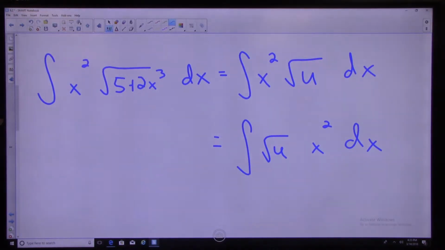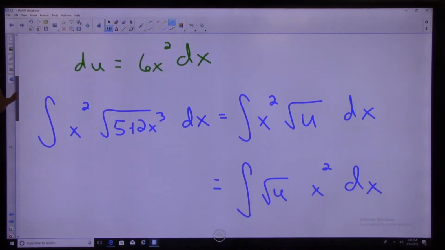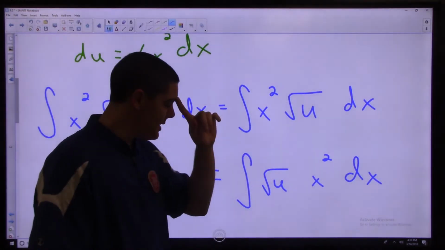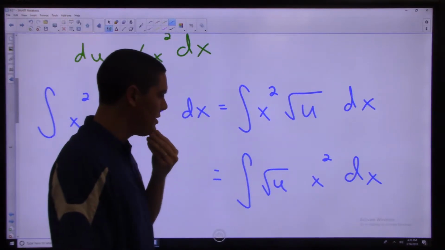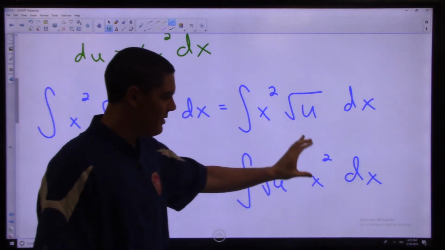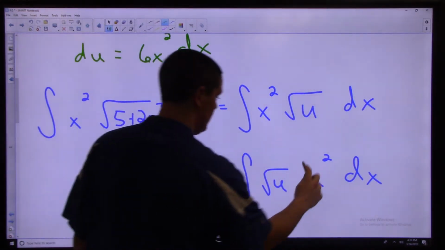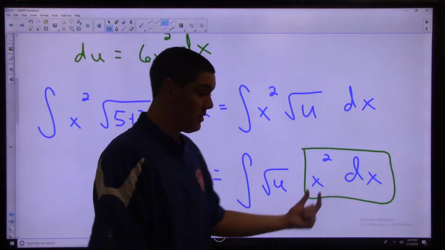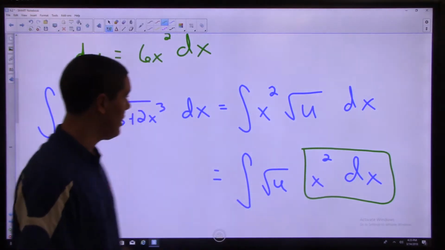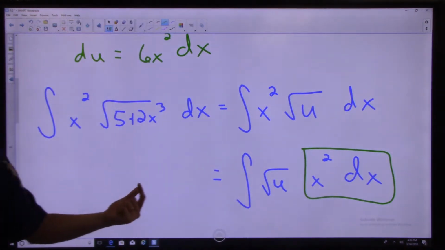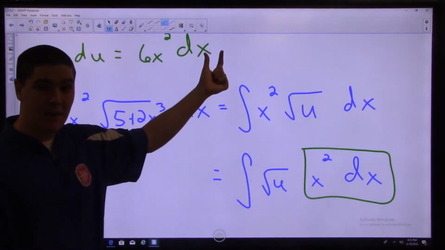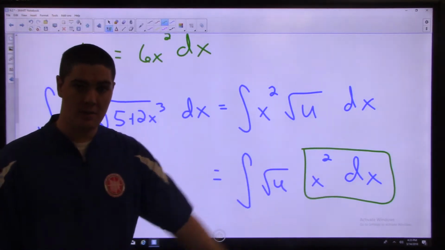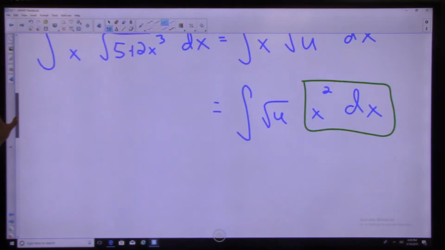All right. Now guys, right now we have an expression with u in it, but it would be nice if I can make that look like du. It doesn't look exactly like du yet. But if I can make that equal to 6x squared dx, then I can just replace it with du. Right now it's just x squared dx.